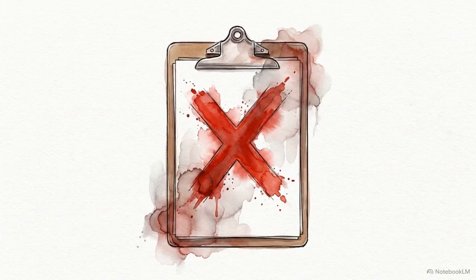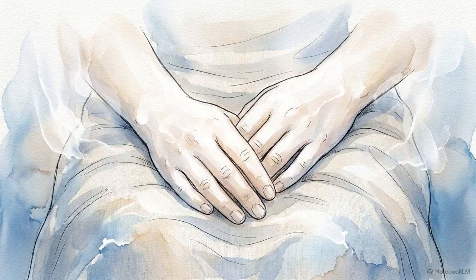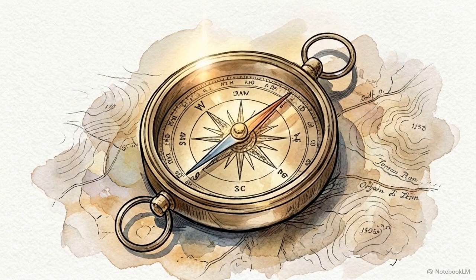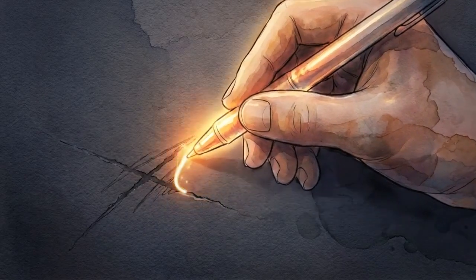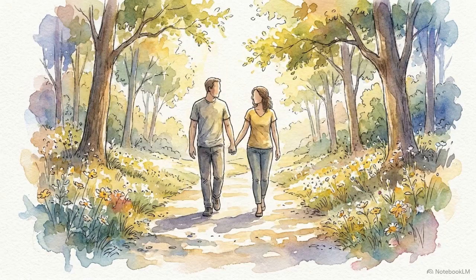Your attachment style isn't a diagnosis, it is not a life sentence, and it's certainly not your fault. It is simply a map of where your nervous system has been. But maps do not dictate where you go next. By understanding the invisible pattern that wrote your past, you gain the power to write a new future. A future where love doesn't have to hurt to be real.